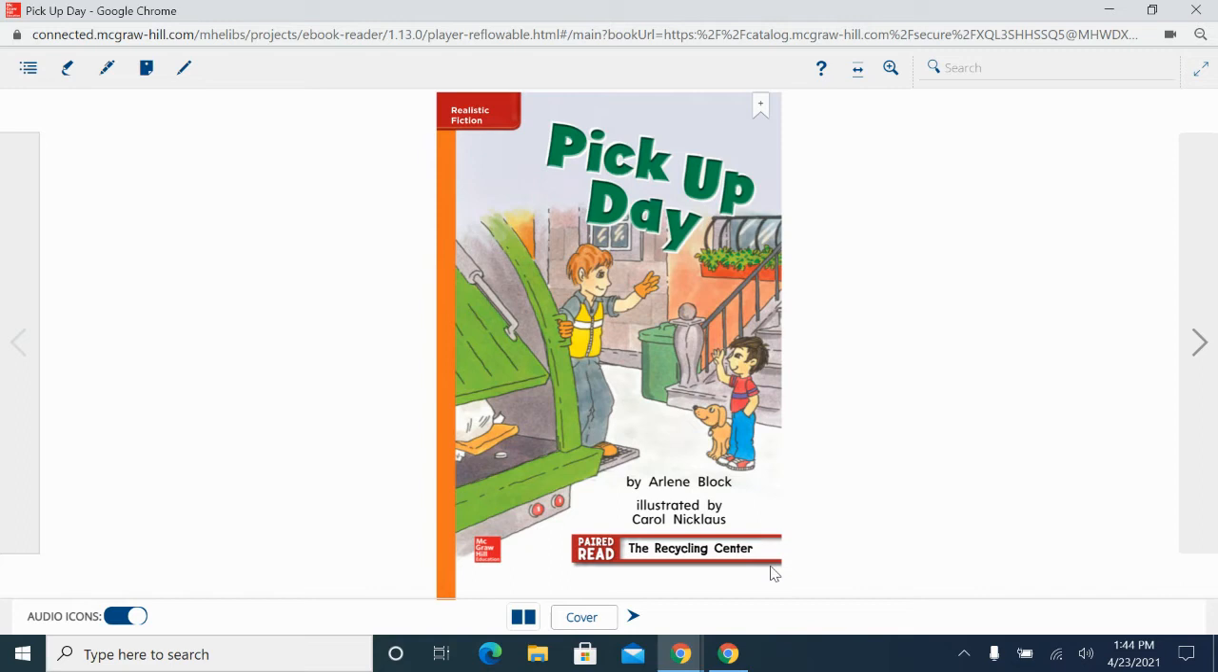Take a look at the cover of our book. What do you think it will be about today? Let's read our story together and determine whether or not your predictions were correct.